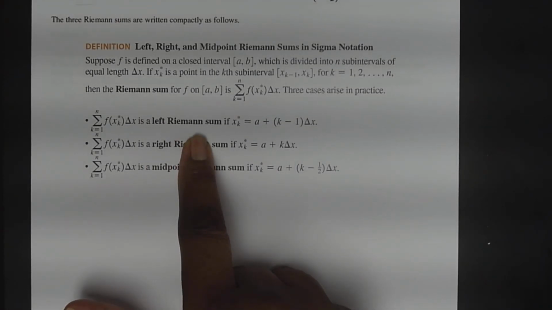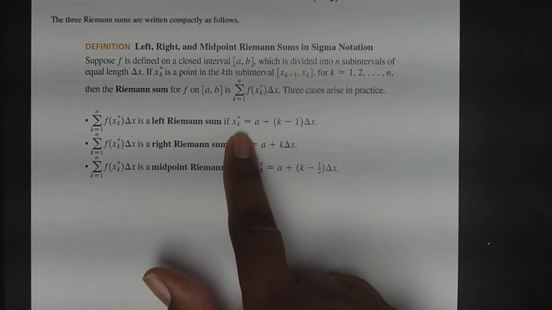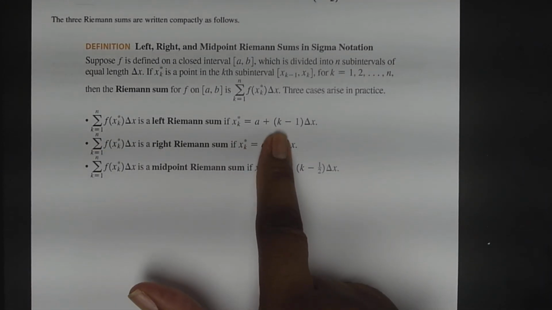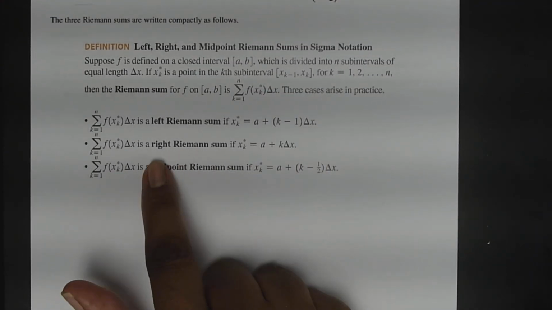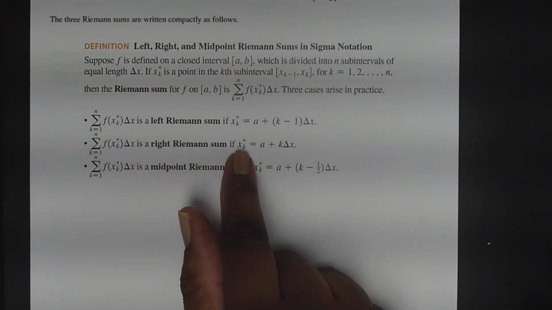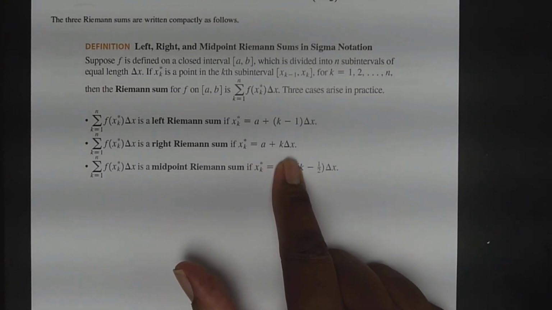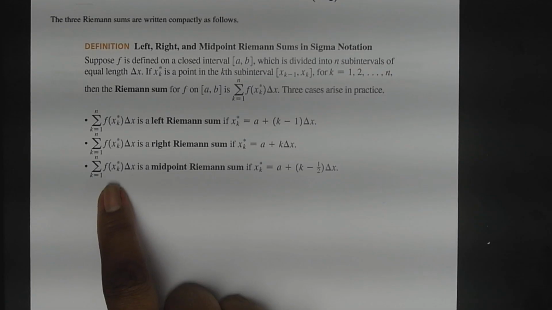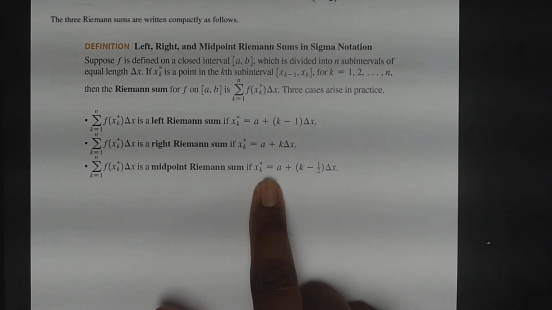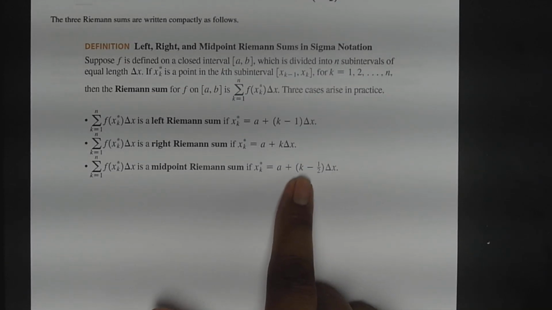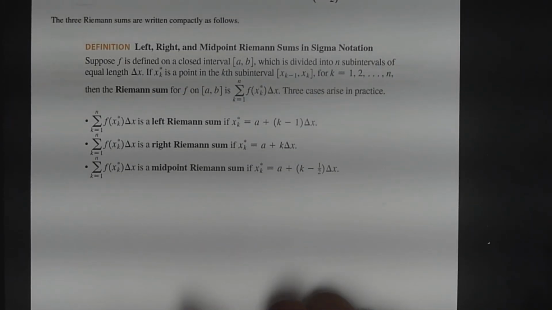Your left Riemann sum is this: if x star sub k is equal to a plus the quantity k minus 1 times delta x. Your right Riemann sum will be this: if x star sub k is equal to a plus k times delta x. And then your midpoint Riemann sum would be this: if x star sub k is equal to a plus the quantity k minus 1/2 times delta x.